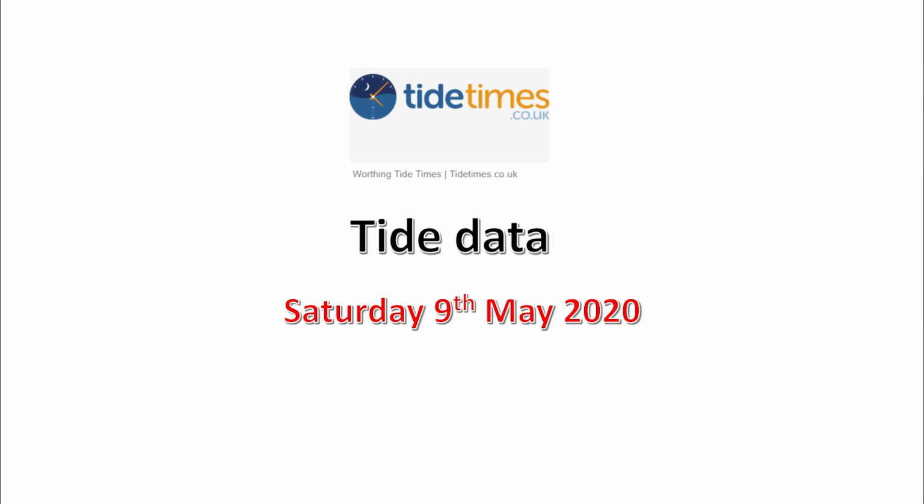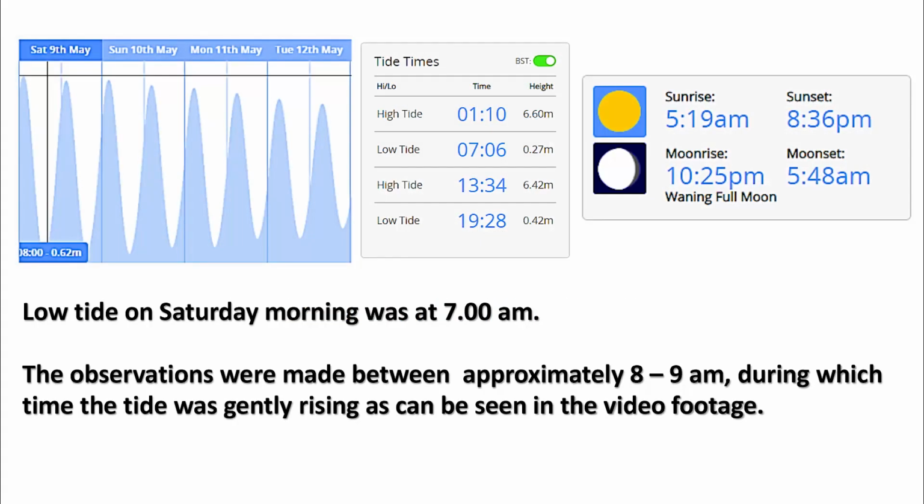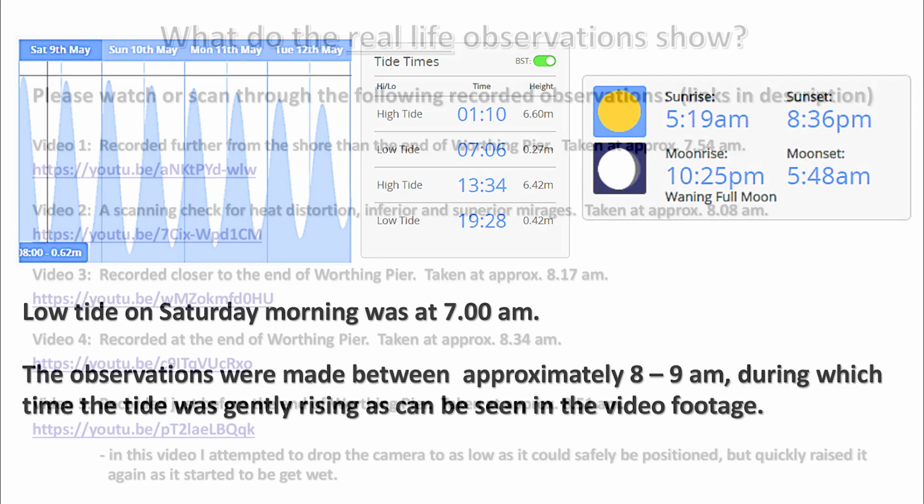Tide data, Saturday, 9th of May 2020. Low tide on Saturday morning was at 7 a.m. The observations were made between approximately 8 to 9 a.m., during which time the tide was gently rising, as can be seen in the video footage.